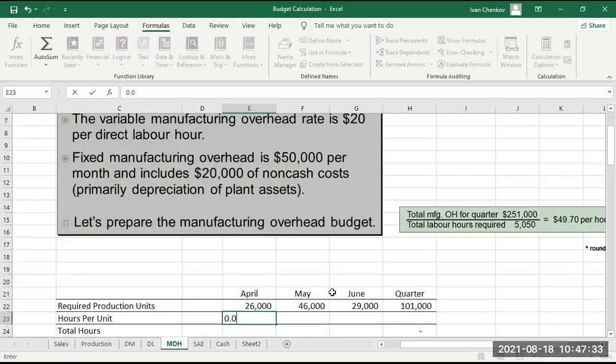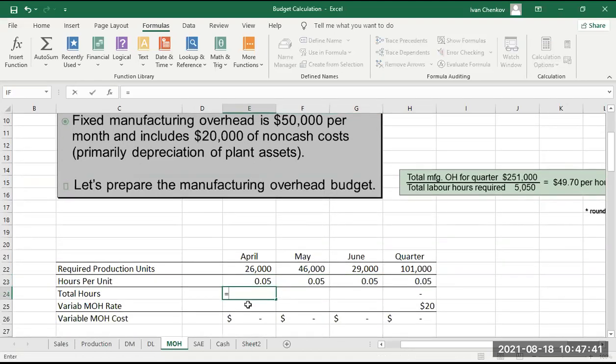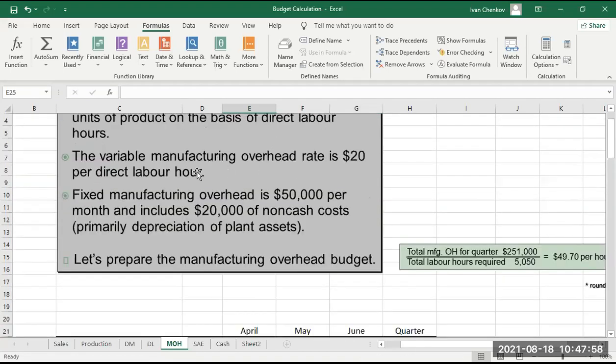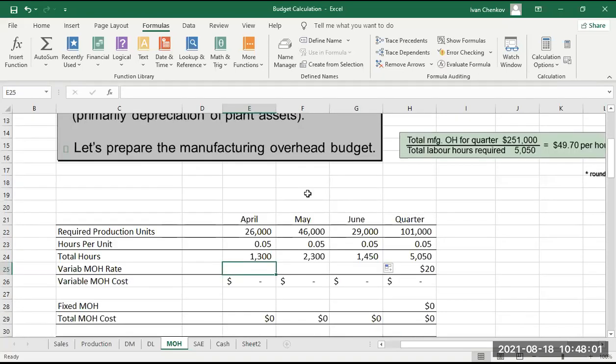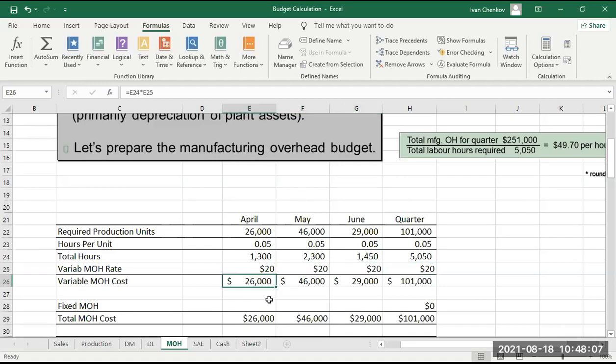So here we're going to apply 0.05 hours to our production. And I can drag this all the way to the end. So basically, the total hours that I need is equal to this one times that one. Now I'm working with the actual hours, not what I'm paying them, correct? And here my variable manufacturing overhead rate is $20. So my variable cost for April is that much, May that much, and June that much. In total, that much is my cost.